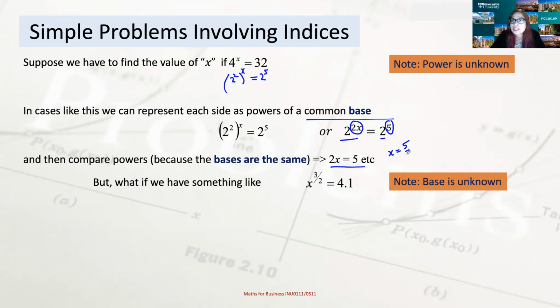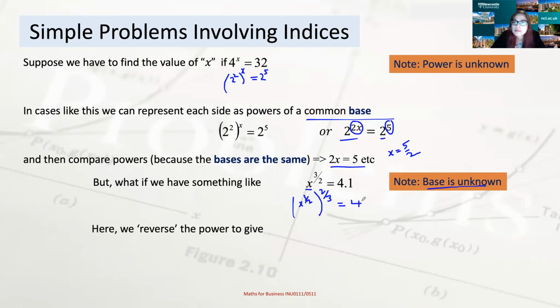That's it. Now, what about this problem? Here, the base is unknown. In this case, what I can do is take the reverse of the power. So, for example, if I have x^(3/2), I'm going to take 2/3 on both sides. I'm going to take the reverse power, 2/3, on both sides.